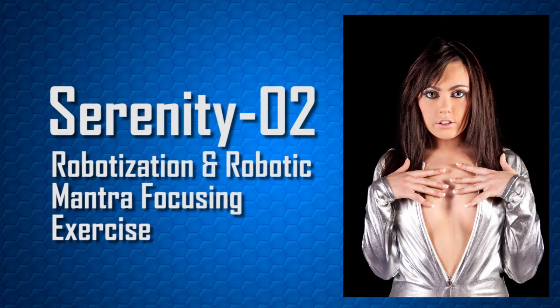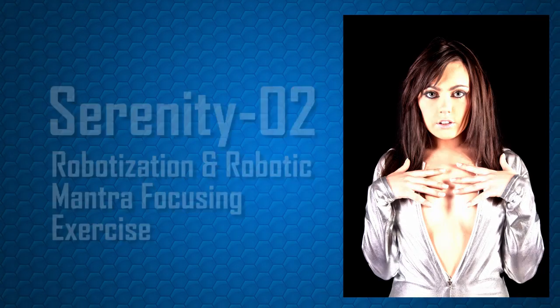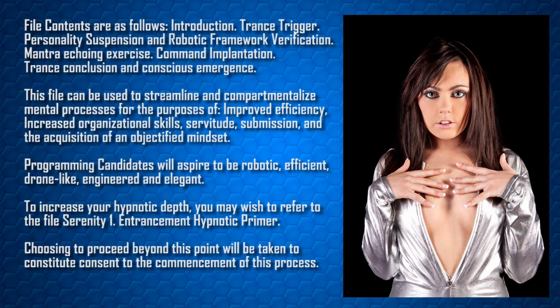File designation, Serenity 2, Robotization and Robotic Mantra Focusing Exercise. File contents are as follows: Introduction, Trance Trigger, Personality Suspension and Robotic Framework Verification, Mantra Echoing Exercise, Command Implantation, Trance Conclusion and Conscious Emergence. This file can be used to streamline and compartmentalize mental processes for the purposes of improved efficiency, increased organizational skills, servitude, submission, and the acquisition of an objectified mindset.